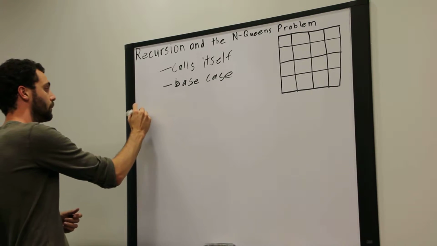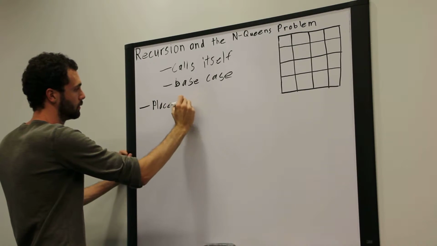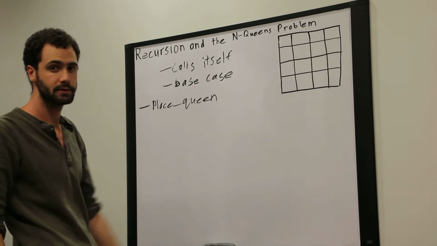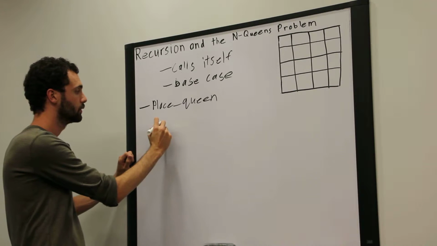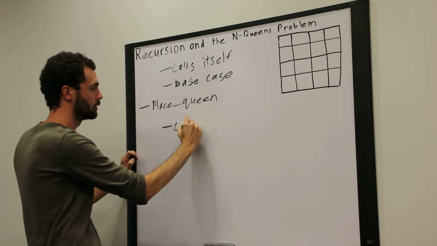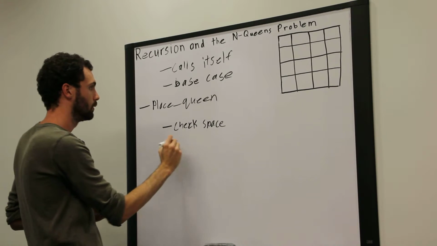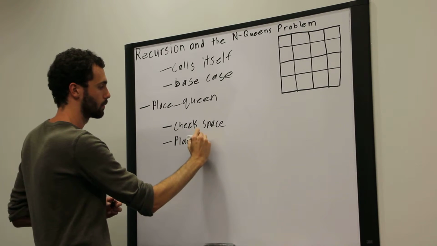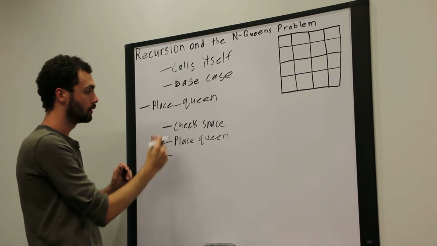So, for example, let's create a very simple function called place queen. And what this function will do is place a queen on the first available space it sees. In this function, we're going to have to check whether the space is available, then place the queen there, if available, and then lastly call our function again.